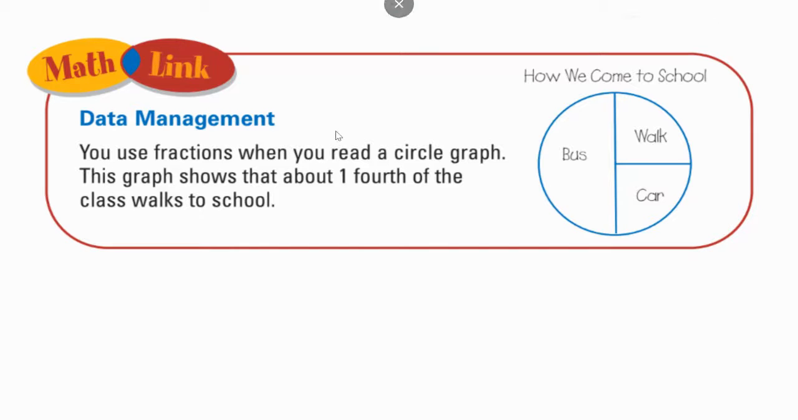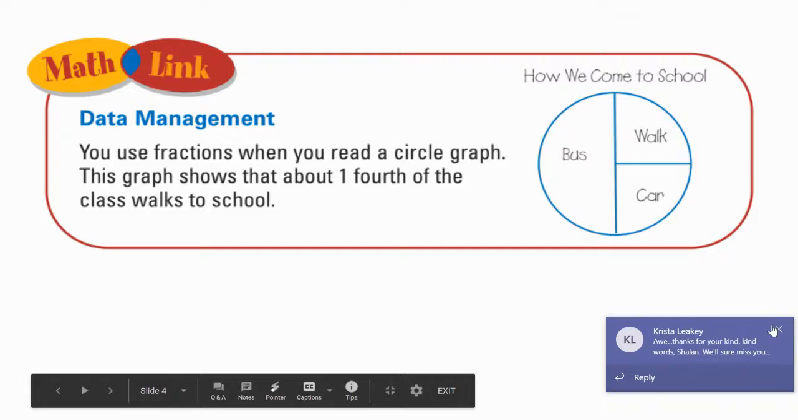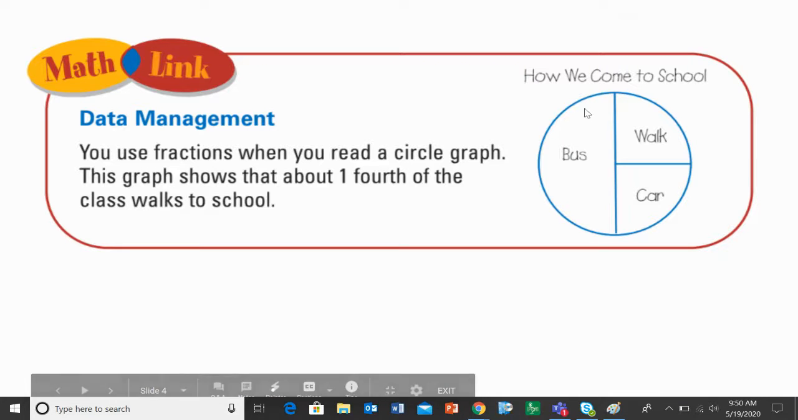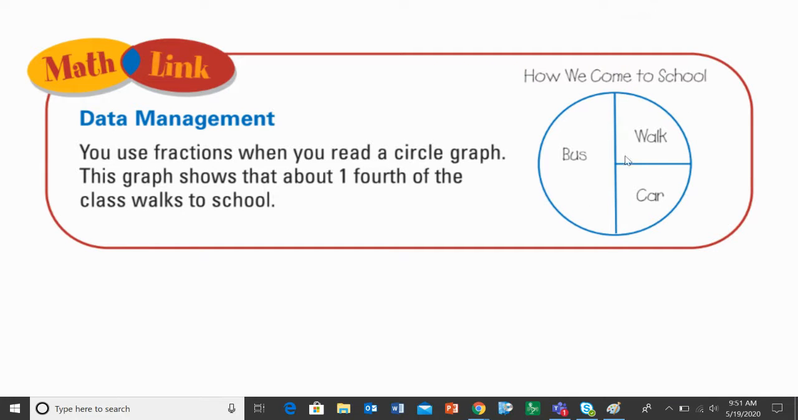So this is data management. We have done data already this year when you collect information. So you can actually write a fraction about this pie chart here. Use fractions when you read a circle graph. This graph shows that about 1/4 of the class walks to school. So walking is here in this picture.